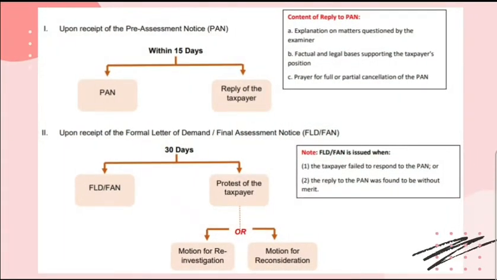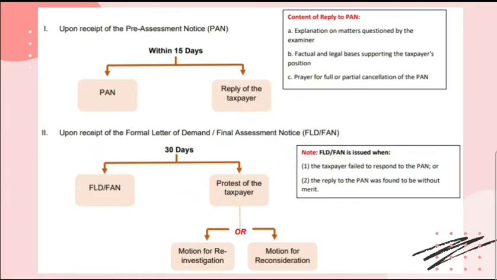So the first step in disputing an assessment is when the taxpayer receives the pre-assessment notice. He is given up to 15 days to reply or explain his position on the proposed assessment, such that the content of the taxpayer's reply to the pre-assessment notice shall include: first, explanation of the matters questioned by the examiner; second, factual and legal basis supporting the taxpayer's position; lastly, request of the taxpayer for full or partial cancellation of the pre-assessment notice.